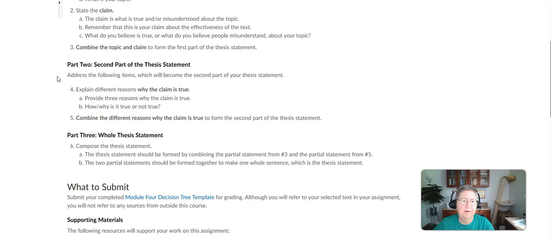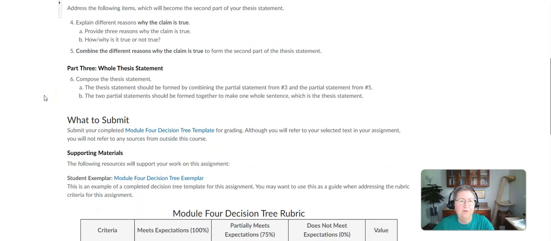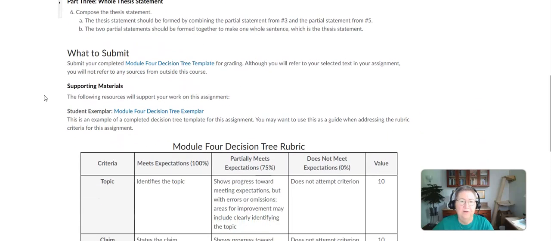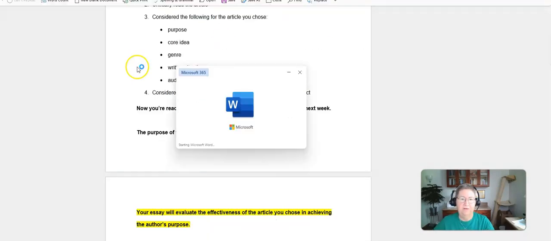Part 2, it's the second part of the thesis, explain different reasons why the claim is true. That's the information that will appear in your body paragraphs. And then combine the different reasons why the claim is true to form the second part of the thesis statement. And then part 3, you're just going to put those together and write the complete thesis statement. But it is important that you do those 3 things in order. So we have a template, and as always, if you just click on the hot link, it will take you to the template.